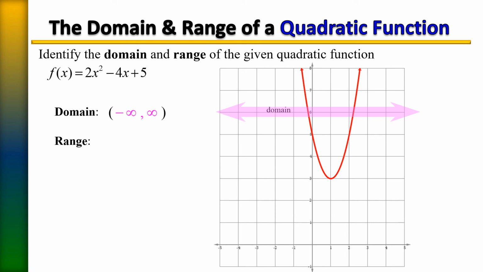What about the range? As we can see, the range, which refers to the vertical span of our graph, has a minimum point there at 3. It will not go below 3. So it starts at 3 and then it just goes forever and ever up to positive infinity. The way we would write that then would be bracket, starting at 3, comma, and then going to positive infinity, close parentheses. And there you have it, the domain and range of a quadratic function.